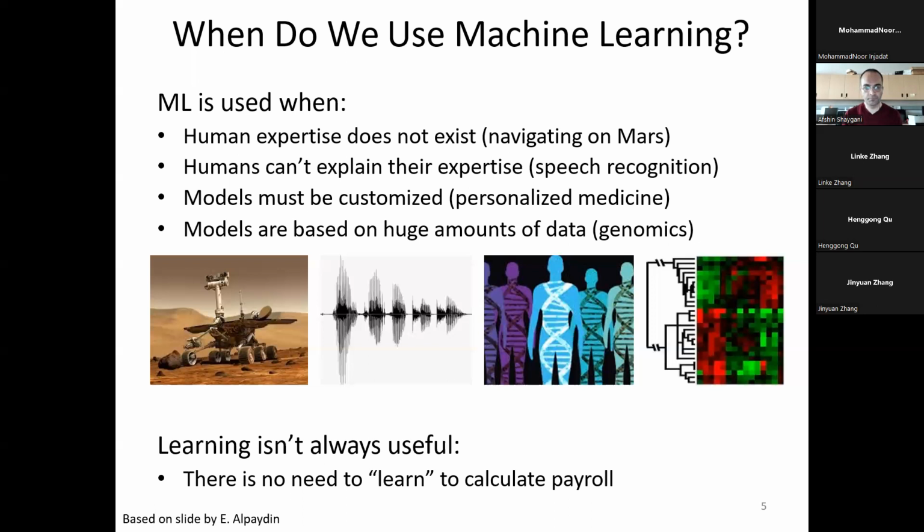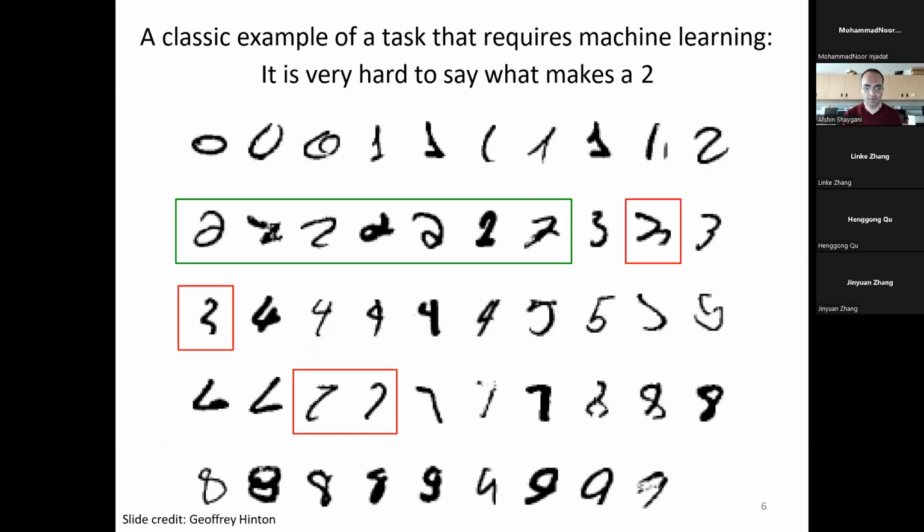A classic example of a task that requires machine learning is handwriting. It is sometimes very hard to identify what digit or number is written. For example, it's hard to say what makes a two. Here it's clear, but this one, is it two or three? Is this two or seven? Is this six or two? So here, machine learning plays a very important role in what we call computer vision problems.